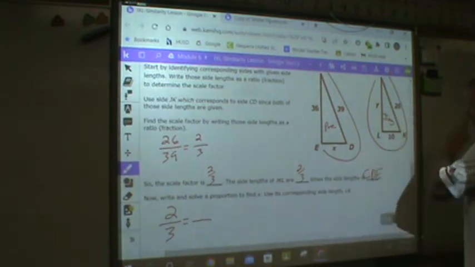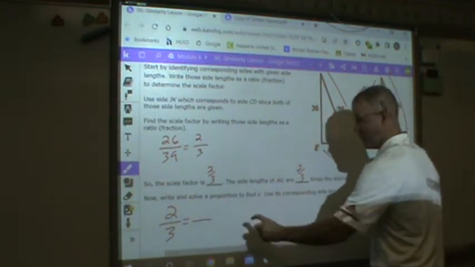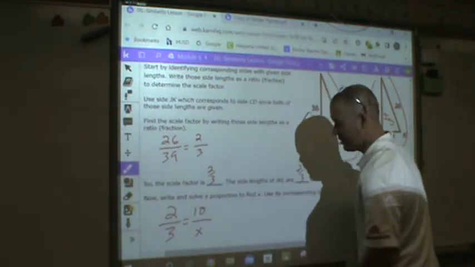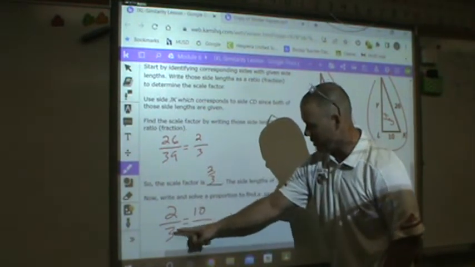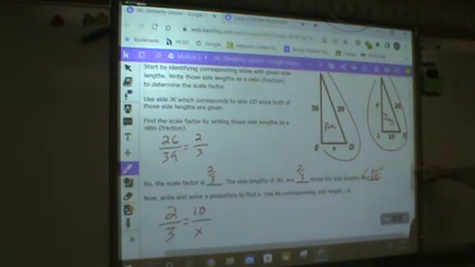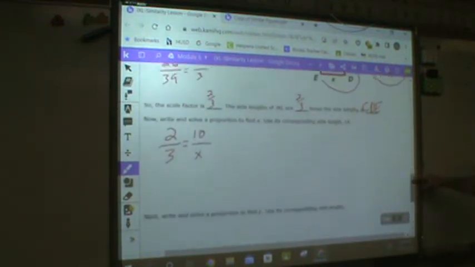So what's the side in my image and pre-image that I want to find? 10 and x. That's what I'm going to compare. 10 over x. Notice image, pre-image, image, pre-image. We always set up the ratio that way. So now I'm going to scroll down a little bit and solve.